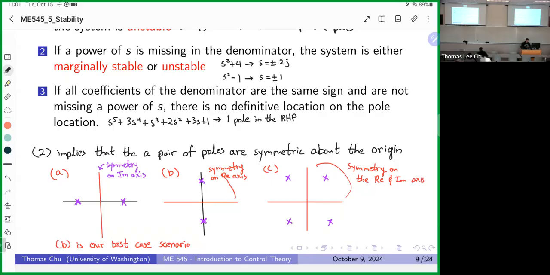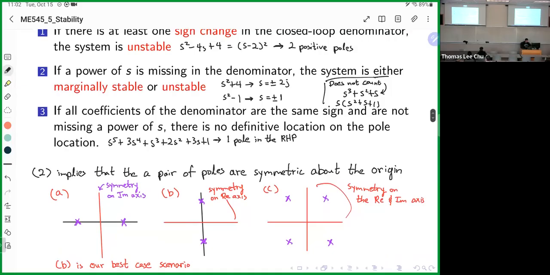we have symmetry. One thing that doesn't count for 2 is, let's say I have this system s cubed plus s squared plus s. That doesn't count because you can just pull this out as s times s squared plus s plus 1. This does not count because it's not missing a power of s. All right, so these are some useful tools for determining stability. Are there any questions?